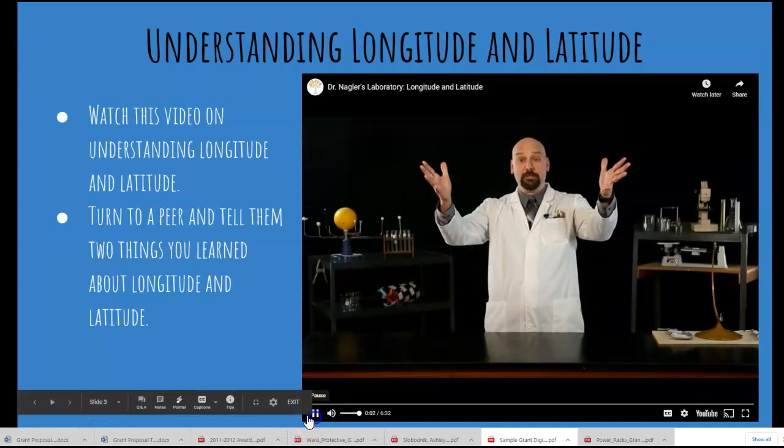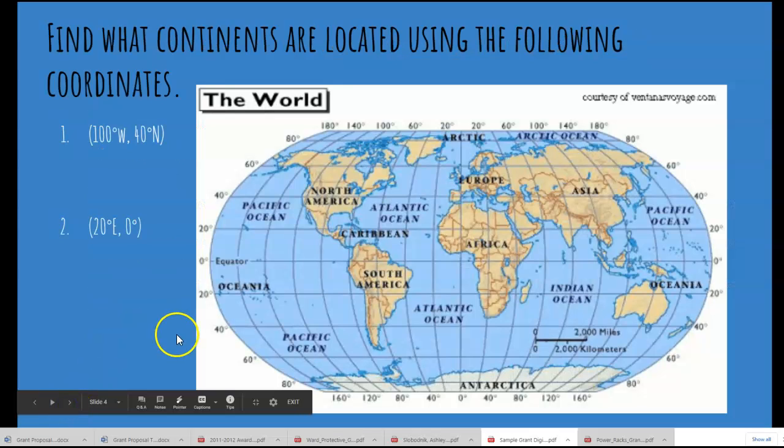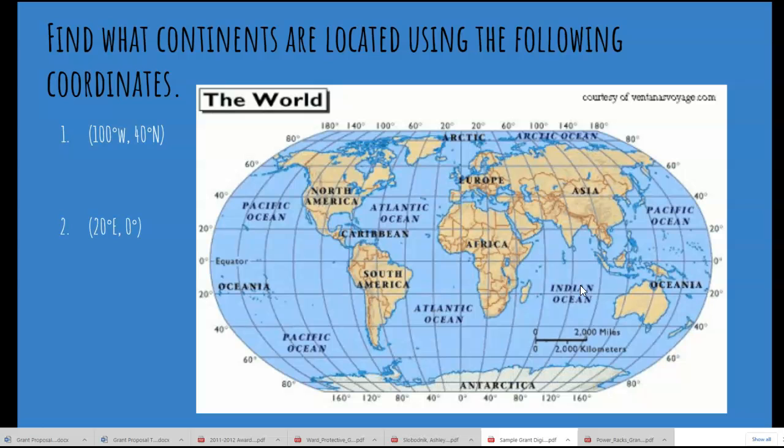Imagine that you're flying in a plane. So I've given you a map of the world, of the globe, and what you're going to do is find what continents are located using the following coordinates: 100 degrees west, 40 degrees north. I'll help you with this first one.